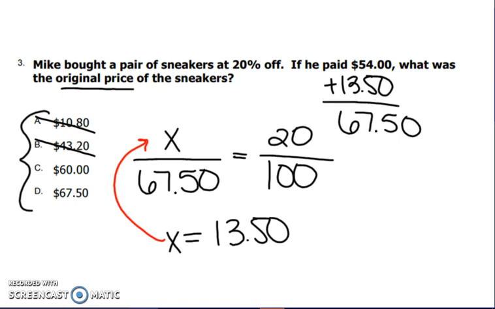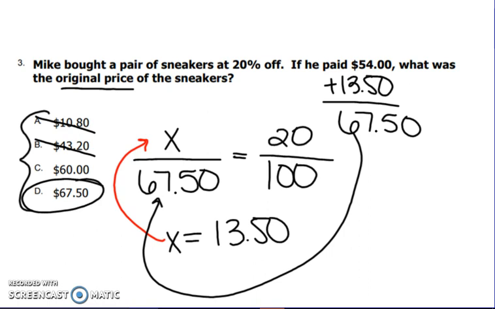What is an observation that you made here? Well, the observation you should be making is that that's the same number that we threw in the denominator. Because those match up, you're left with answer choice D, $67.50.